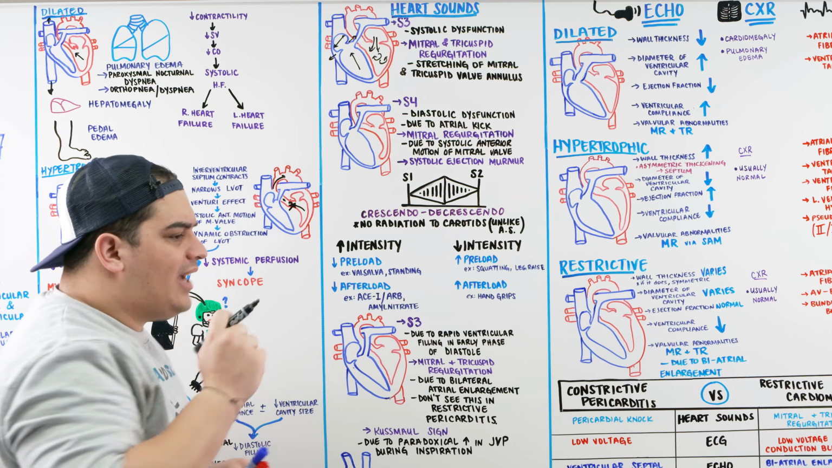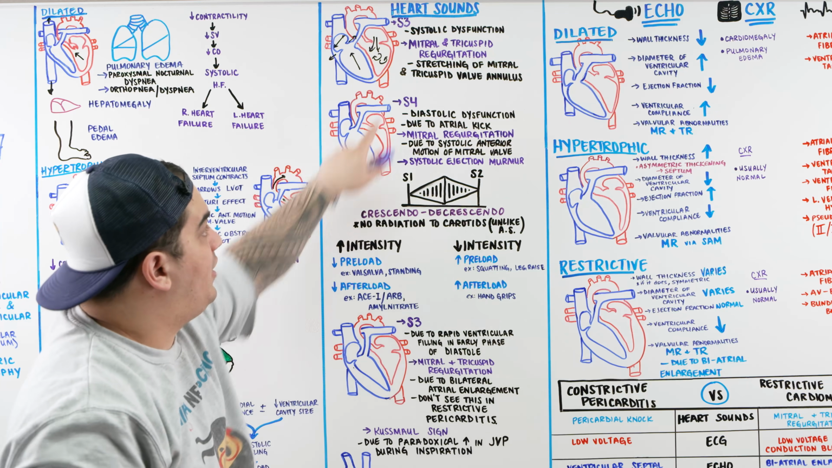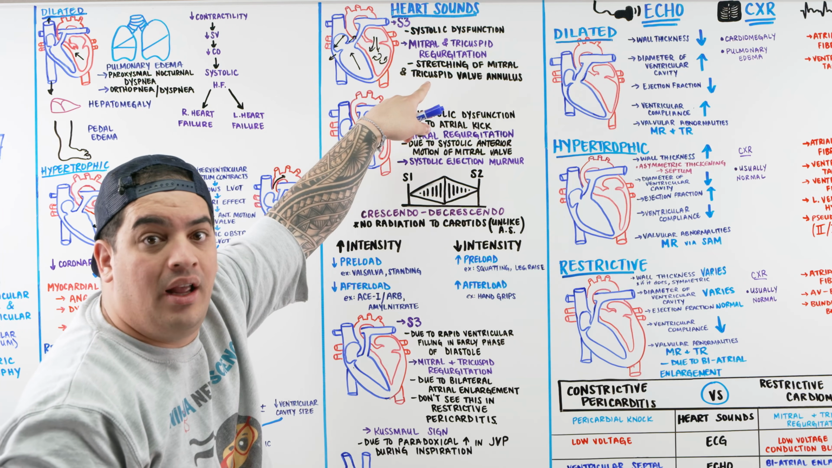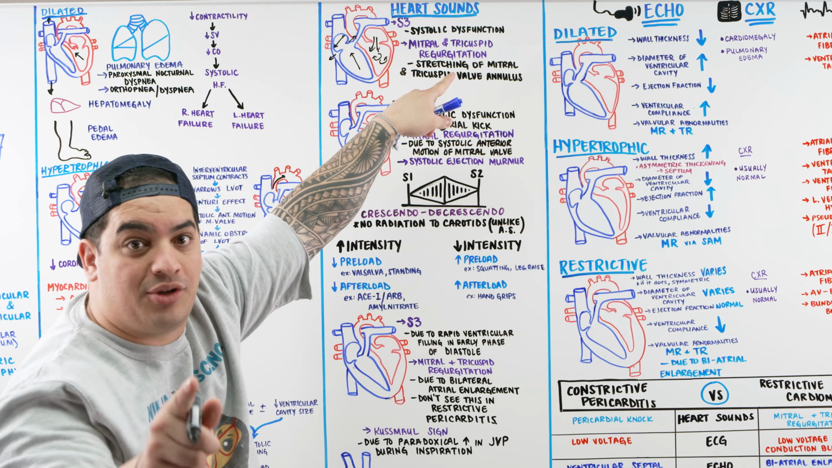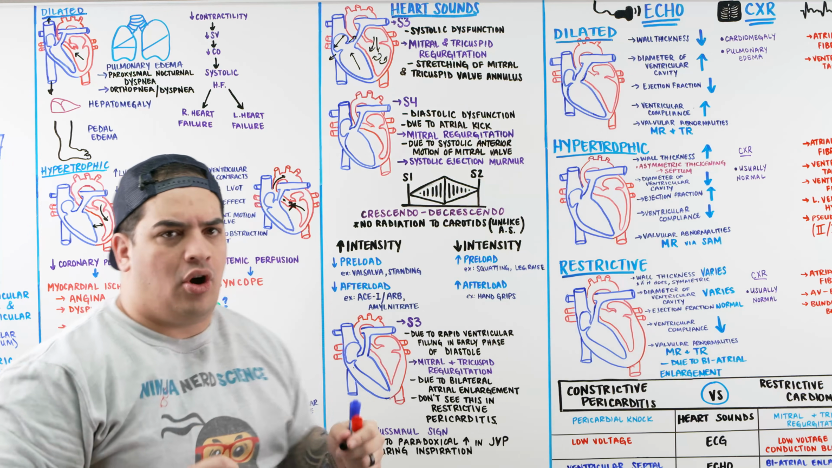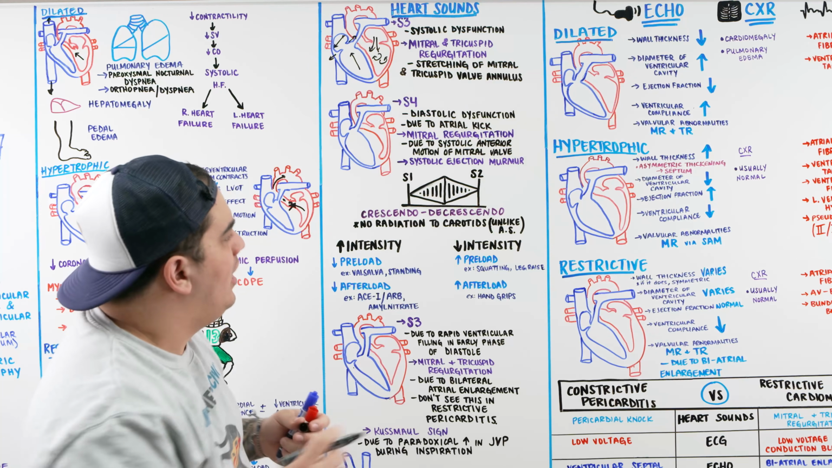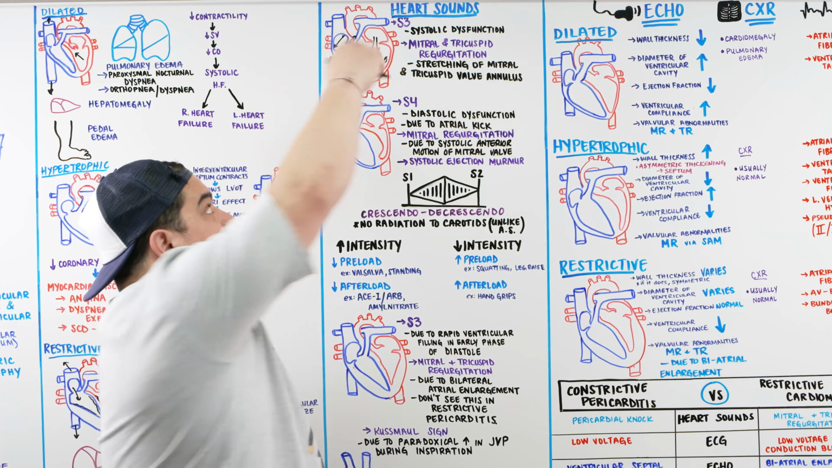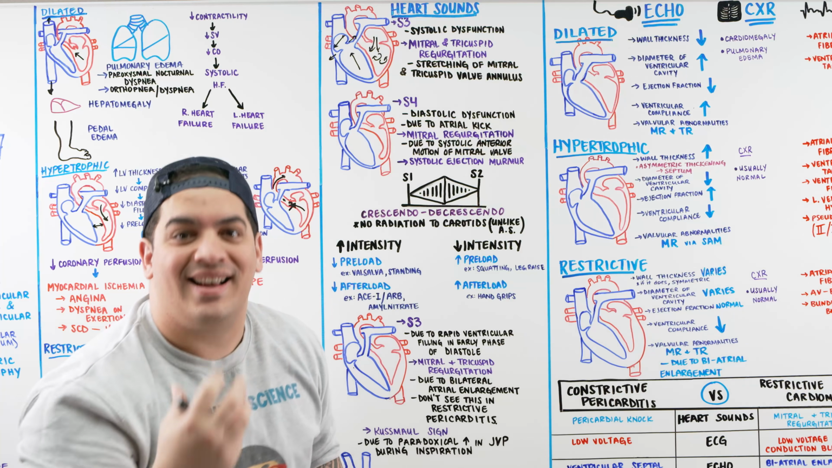Okay, the next one that I want to talk about is hypertrophic. So we got dilated: S3 and mitral regurgitation and tricuspid regurgitation. Boom. Hypertrophic cardiomyopathy. What happens with this one? So it's the opposite, right? We said dilated was systolic. This one is diastolic.